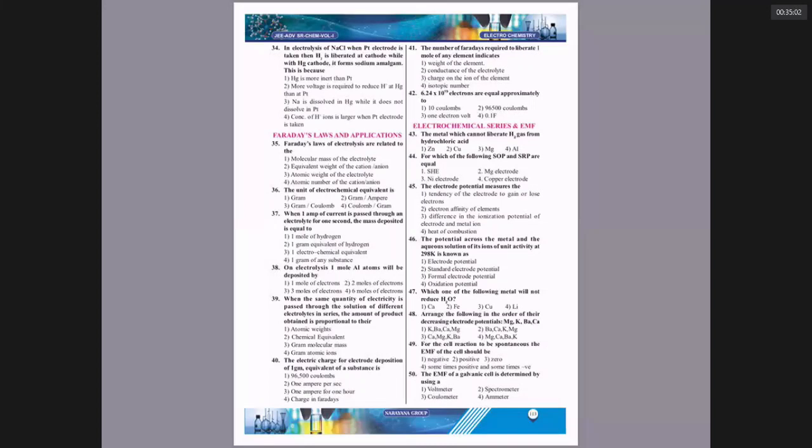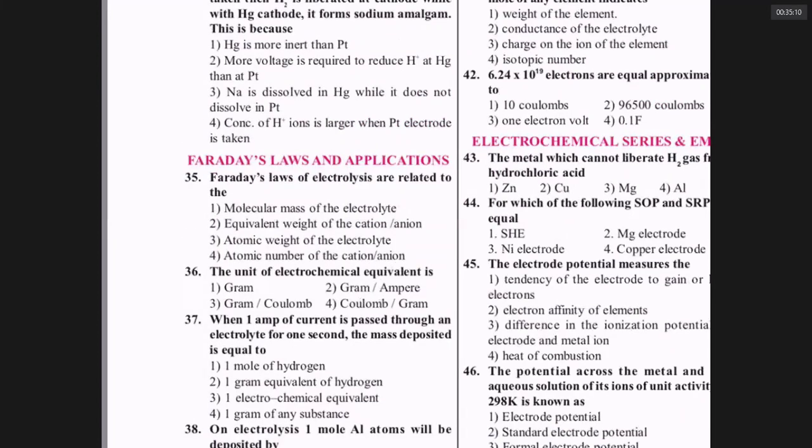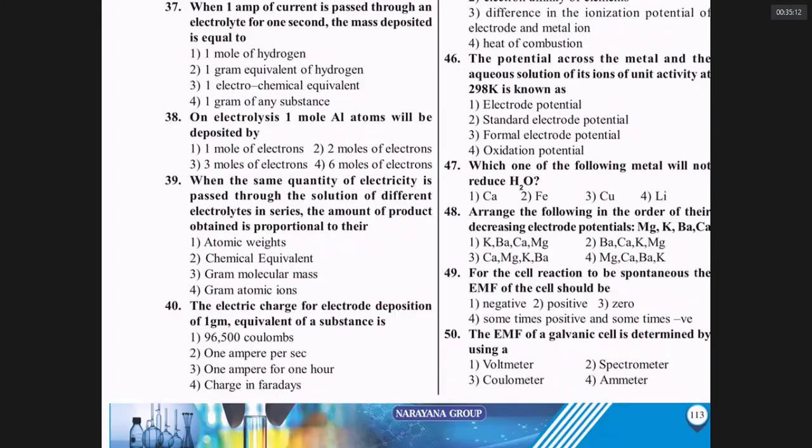Yes, sir. Or should we solve some problems in this? Any doubts you have? Solve some problems. On electrolysis, 1 mole of aluminum atoms will be deposited by... Aluminum is usually +3, as in AlCl3, Al2O3. So you need to pass 3 moles of electrons, that is 3 particles of charge.